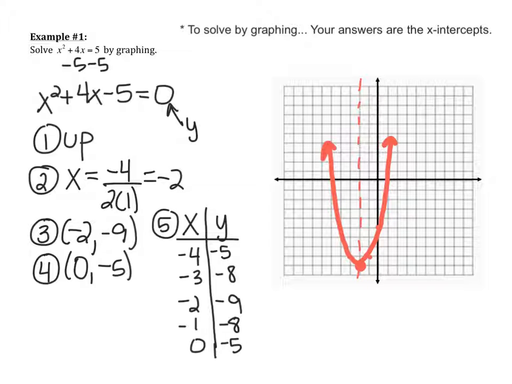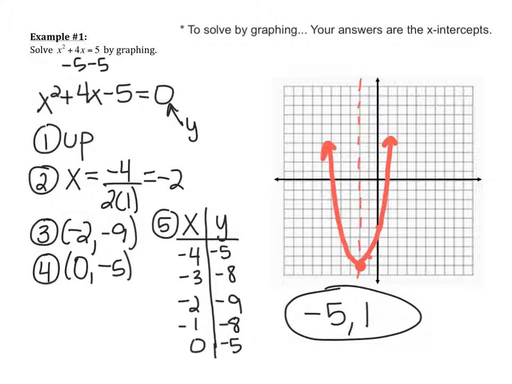So for our graph, the parabola hits the x-axis at negative 5 and at positive 1. So my answers are negative 5 and positive 1. That is the solution to this quadratic equation. You can always check them by putting negative 5 in for x and 1 in for x and making sure that the left side really does equal 5.